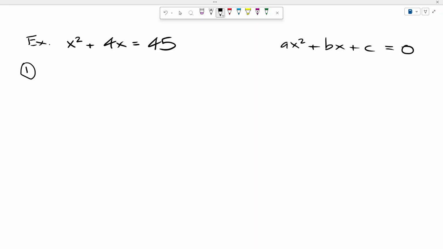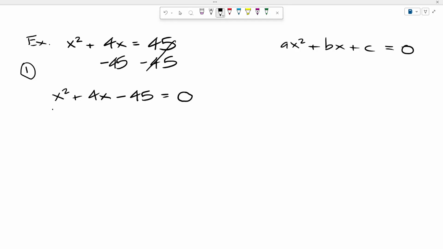That's the general form. So first thing, let's rewrite it in that. All we have to do is subtract the 45 over. Get that 45 over. So now we have 0 on the right side, and over here we now have x squared plus 4x, and now minus 45 equal to 0. All that's left on the right is 0. So now we can proceed. We've got it in the general form, which makes it easier for us to work with.